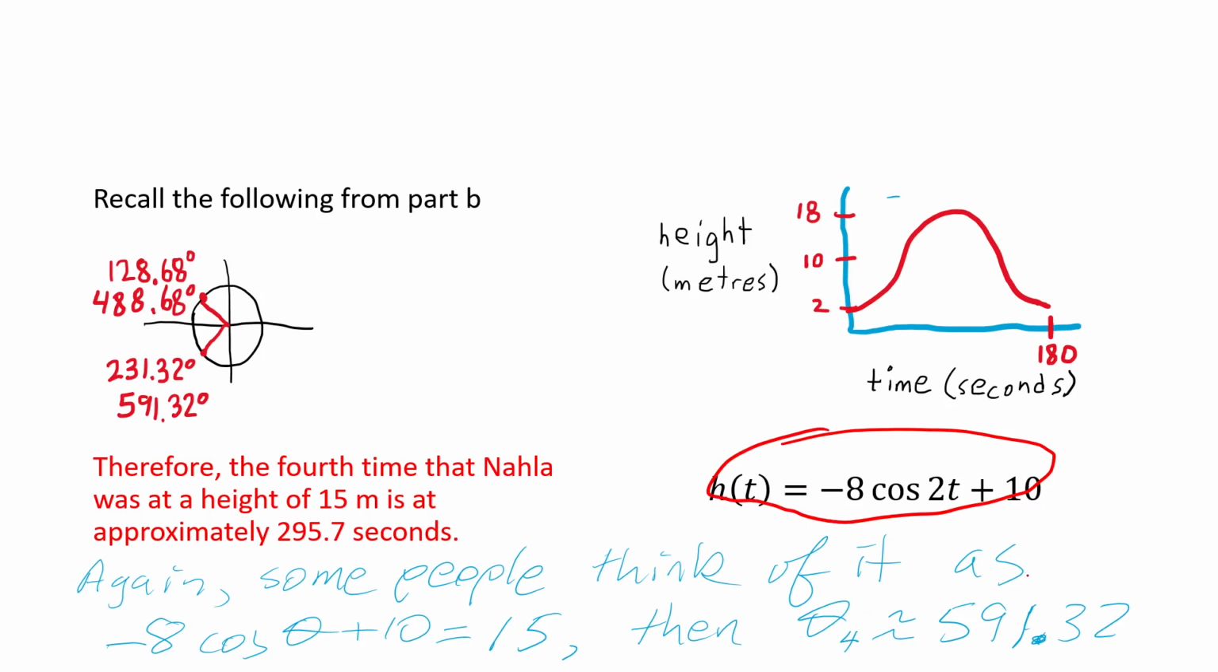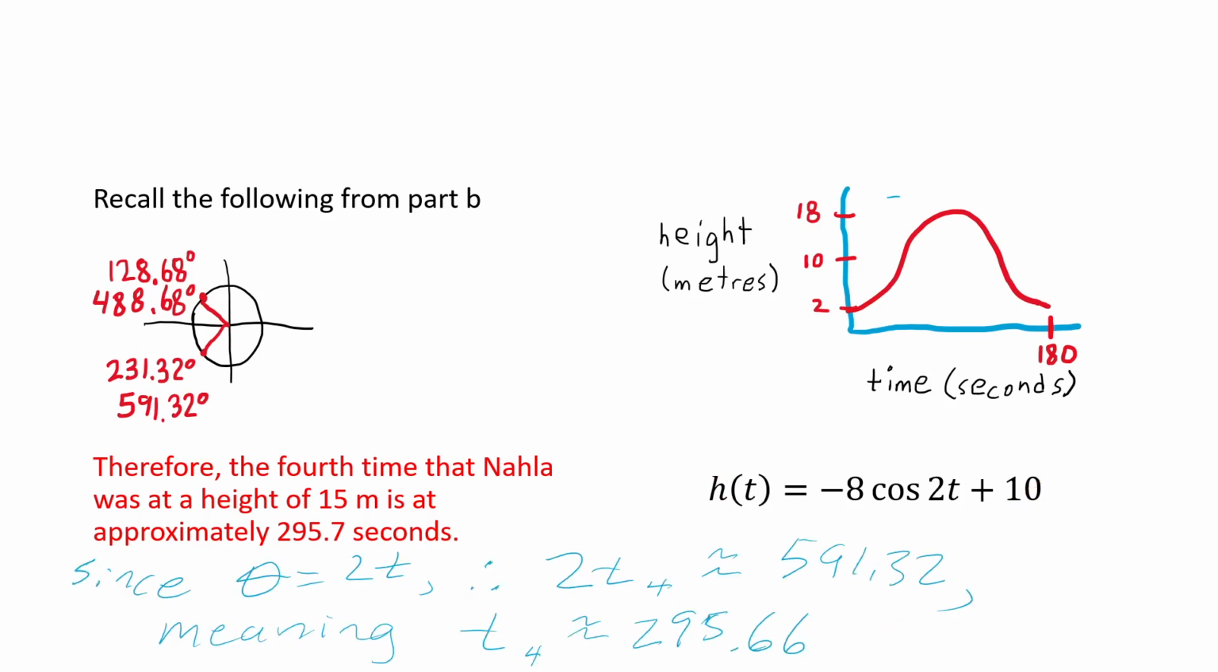Then, when they do their calculations, they come up with the fourth positive angle equaling 591.32. Then they remember theta is equal to 2t, so 2t4 is roughly 591.32, meaning that t4 is roughly 295.66, or as we said here, 295.7. So if you want to introduce a new variable called theta for your angle of 2t in this question, do it. If you don't need to, don't worry about it.